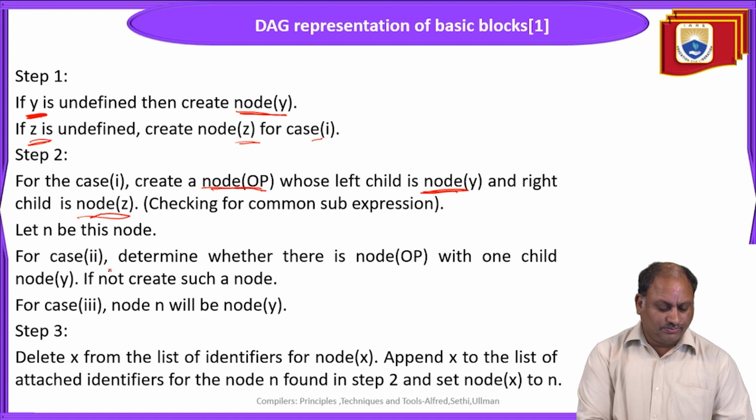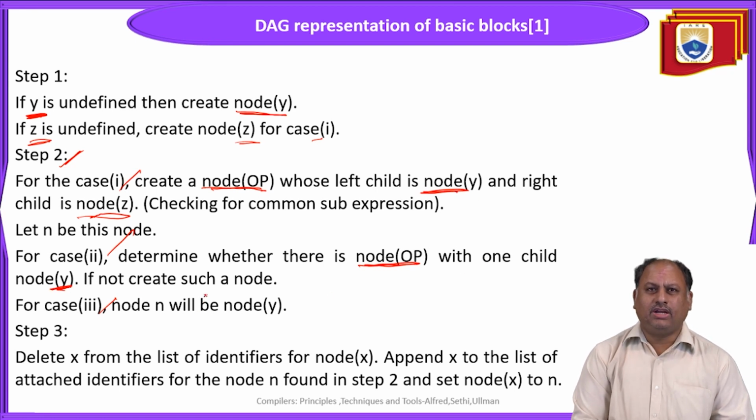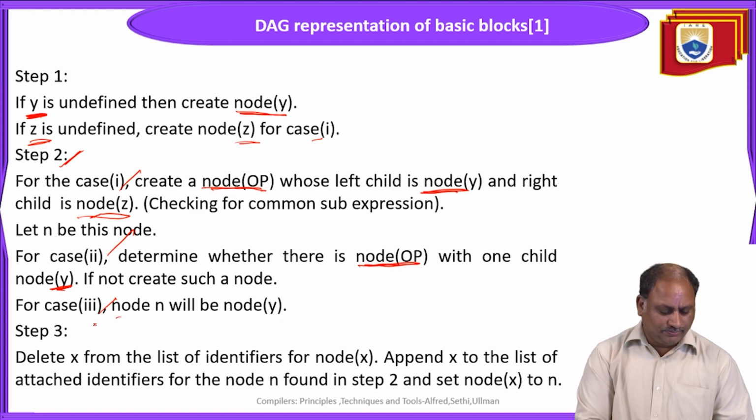And in step 2, we are having three cases: case 1, case 2 and case 3. Suppose in case 1 and case 2, what is the value of node n? That is to be represented with one child node, here the left child of node y, or one child of the node y. And in case 3, node n will be node y. These are the three cases which are in step 2.